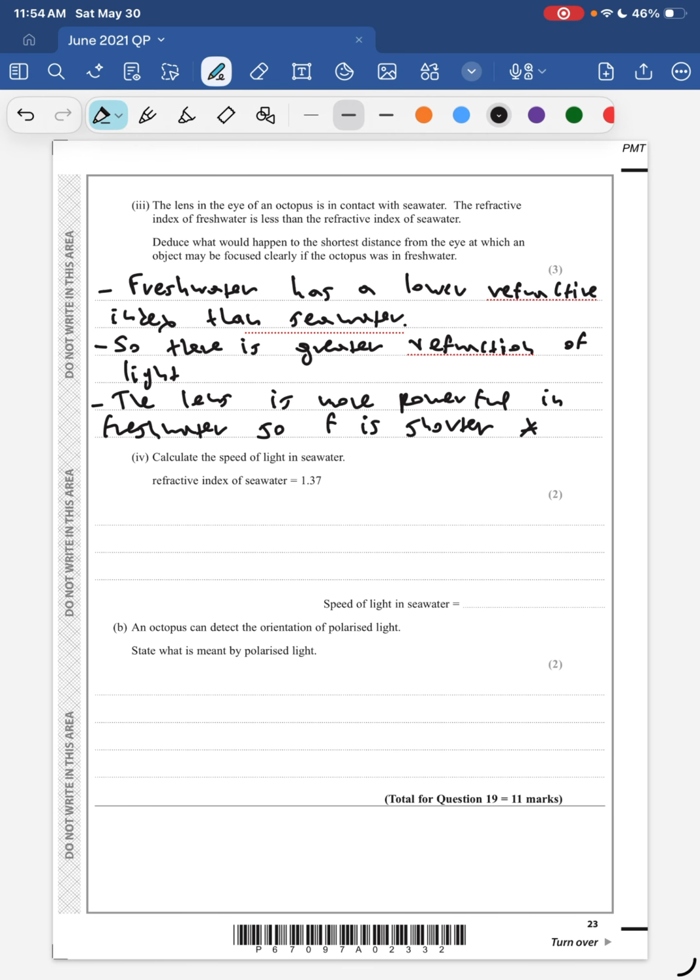Moving on to part 4, calculate the speed of light in seawater, and they give us the refractive index of seawater. So that's simply v equals c over the refractive index. So 3 over 1.37 times 10 to the 8, which yields 2.19 times 10 to the 8 meters per second. And finally, an octopus can detect the orientation of polarized light. State what is meant by polarized light.